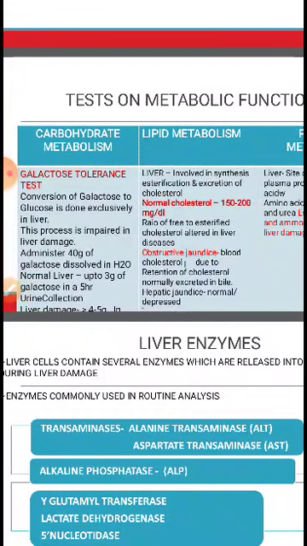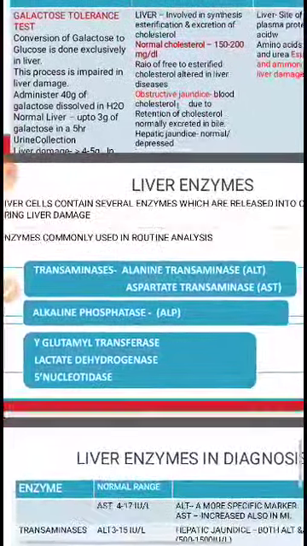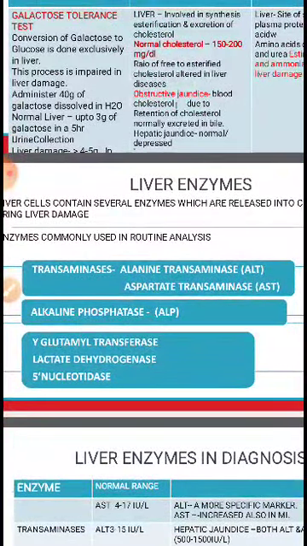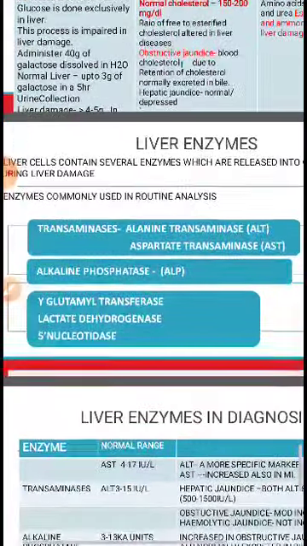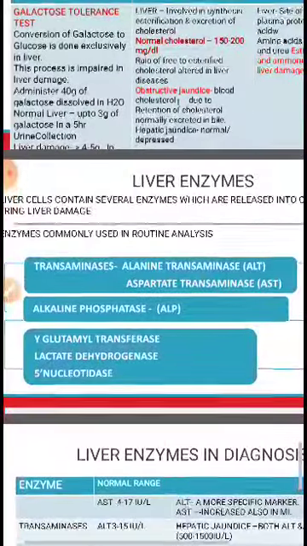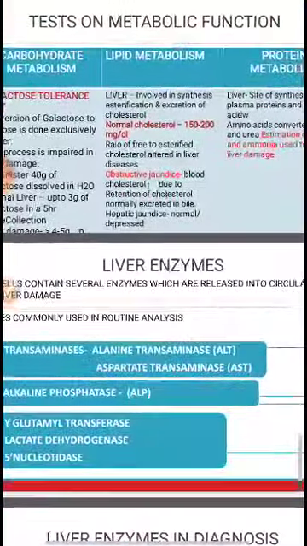Now we see for assessment of carbohydrate metabolism, we can use the galactose tolerance test, because the conversion of galactose to glucose occurs exclusively in the liver. And if there is any liver damage, we find that this is affected. So for this, we administer 40 grams of galactose dissolved in water, and we find that in the normal liver, up to 3 grams of galactose is excreted in a 5-hour urine collection, whereas this becomes increased to greater than 4 to 5 grams when there is any kind of liver dysfunction.